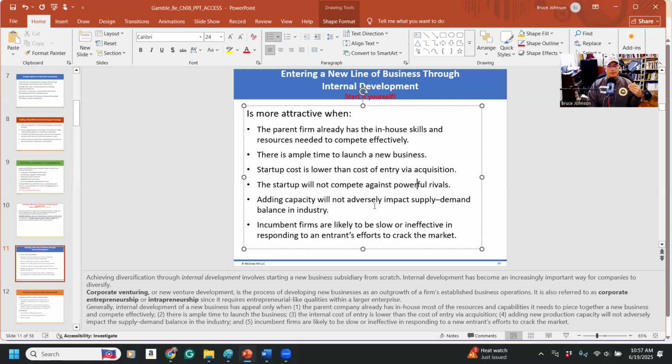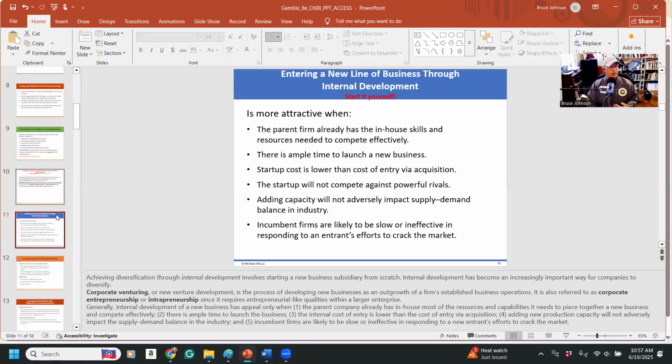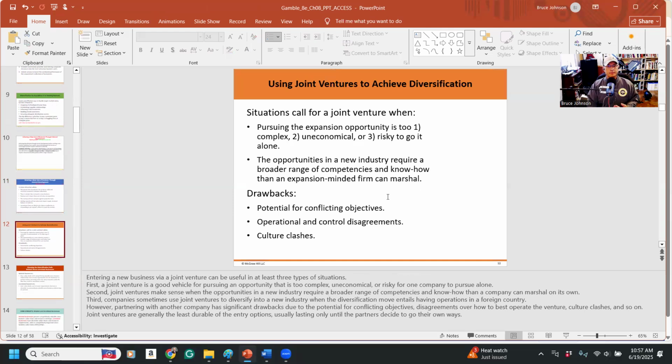Okay. And lastly, incumbent firms are likely to be slow or ineffective in responding to an entrant's efforts to crack the market. So, in other words, the other firms are like, who cares if they want to do it? They can try to do it. We don't think they'll get there anyway, so it doesn't matter. You do want to be aware of that, though. If the startup can't compete with the other rivals that are in there, then you may have no choice but to acquire another company.